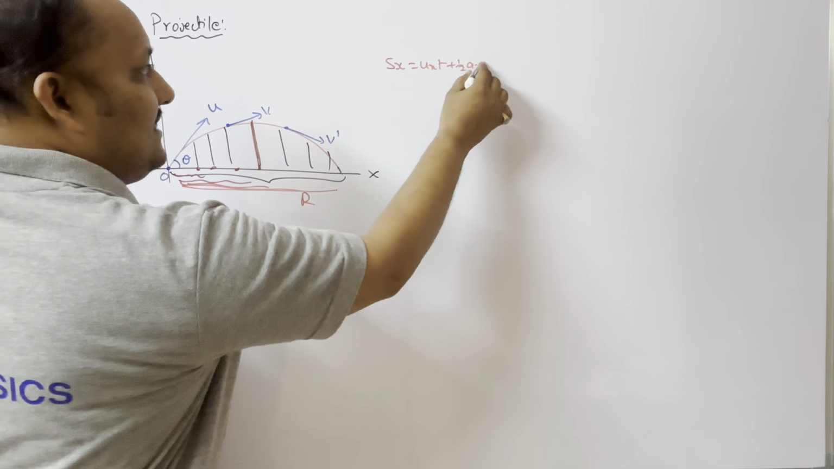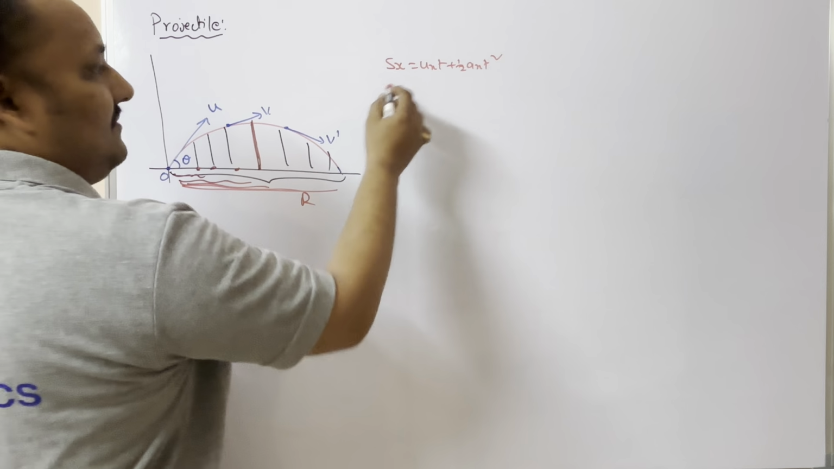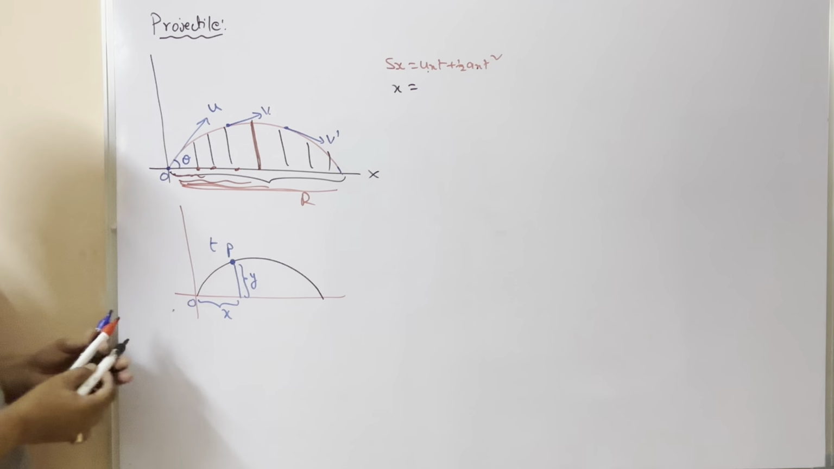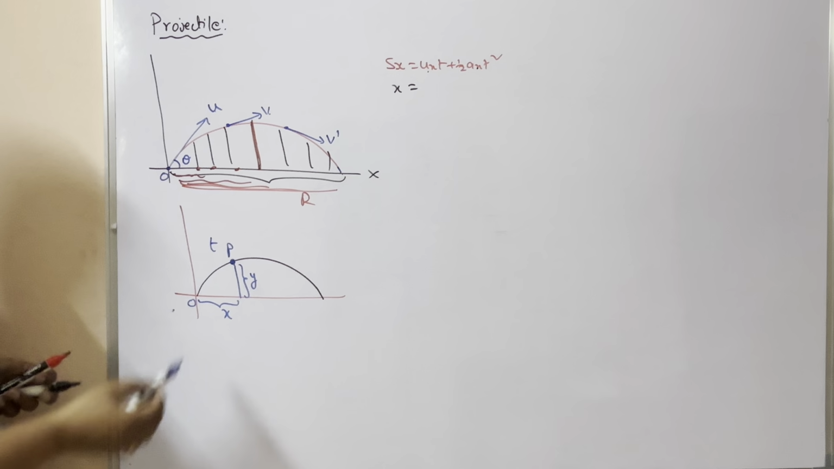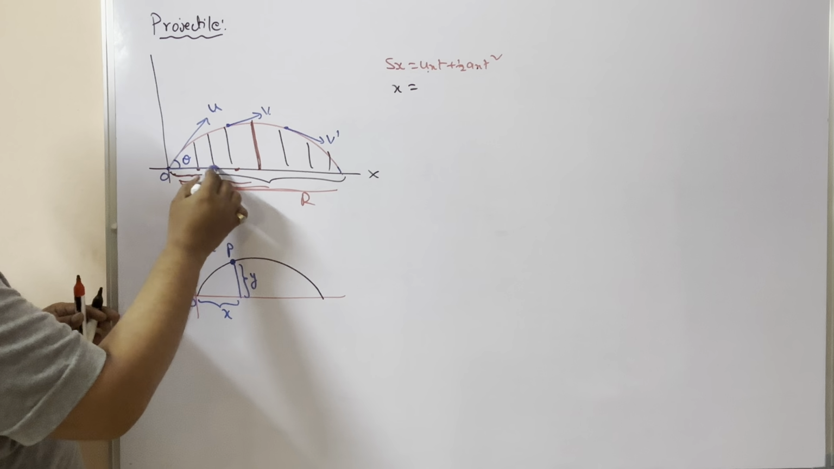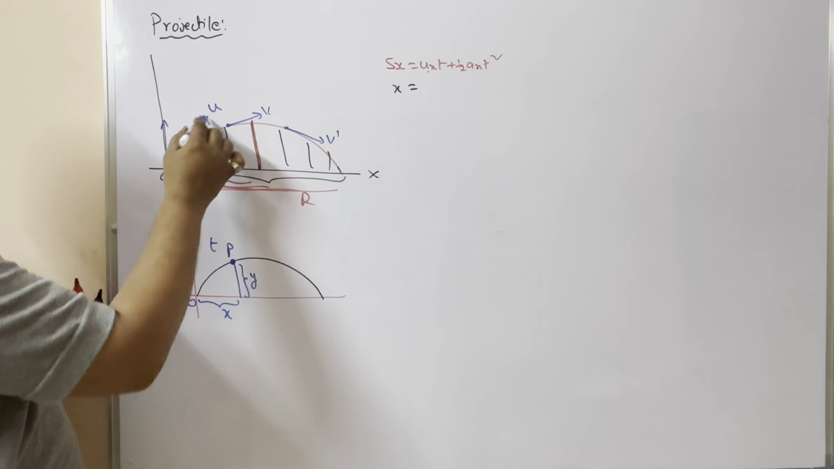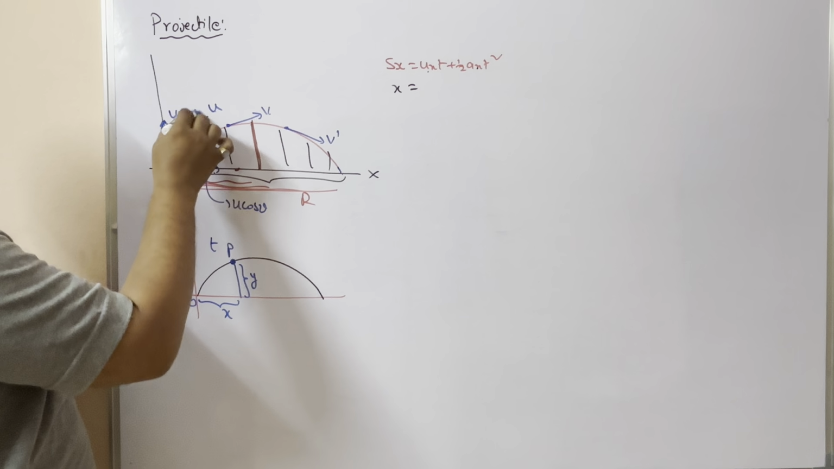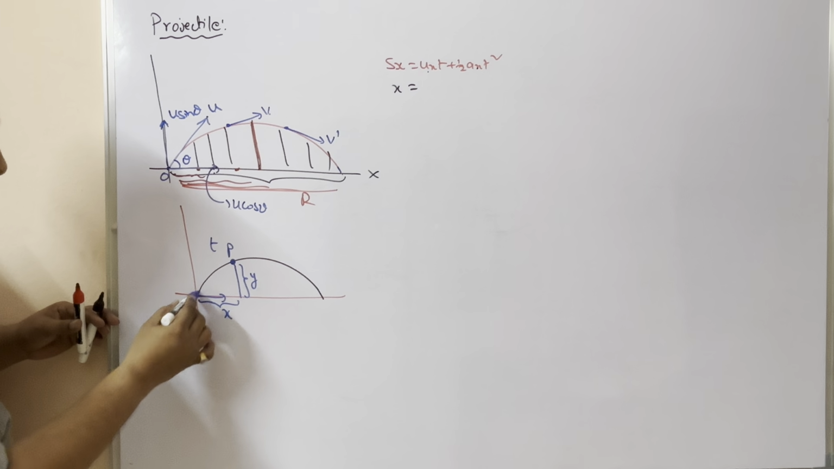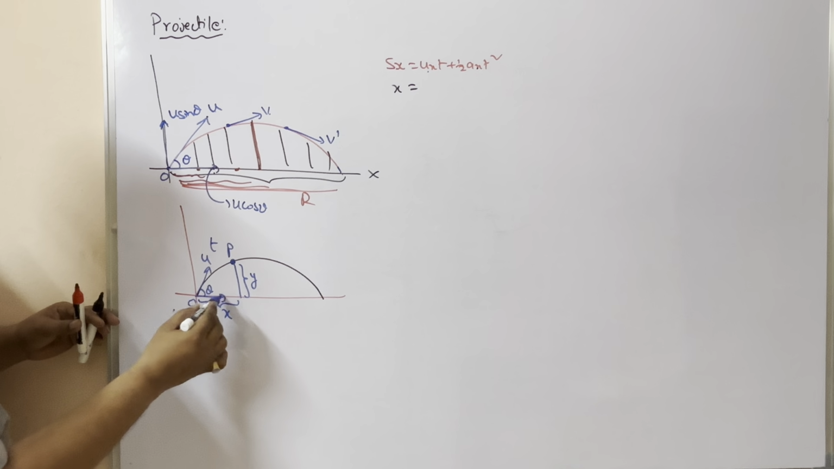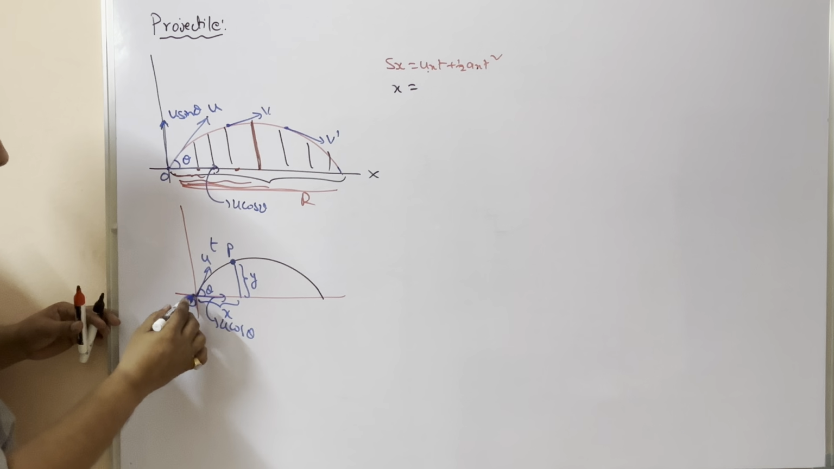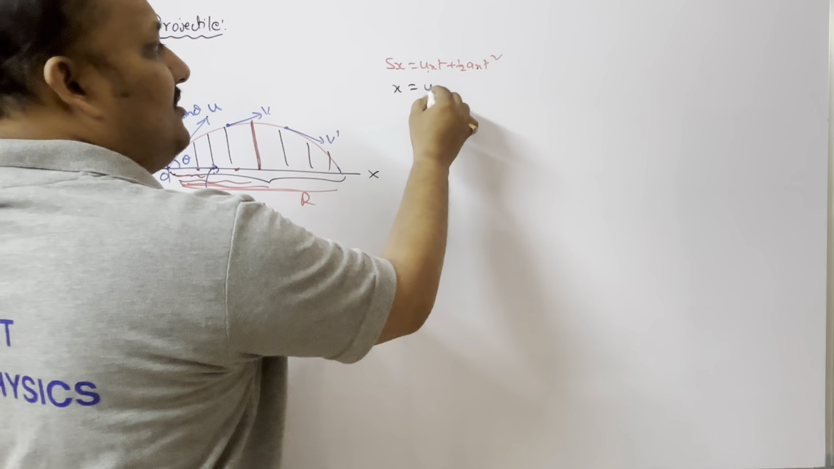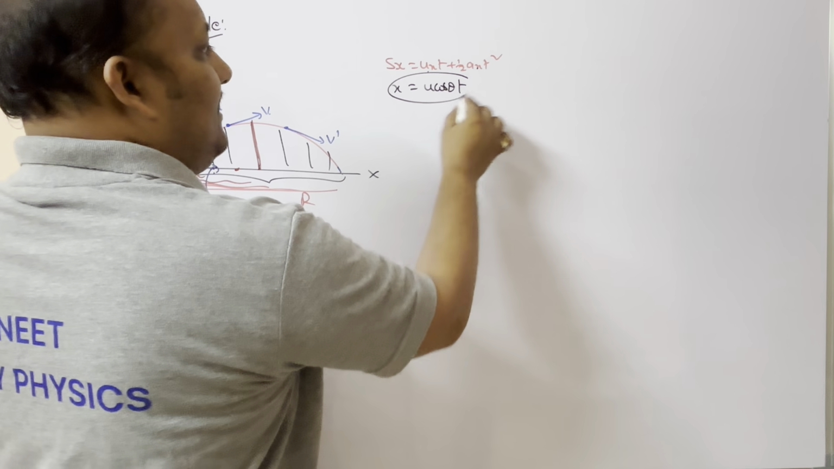Sx equal to uxt plus half axt square. Now, Sx is going to be x. Now, what is ux? What is ax? So, if you have taken the initial velocity like this, what is the horizontal velocity? What is the vertical velocity? Resolution of this into two components: this is u cos theta, and this is u sin theta. Therefore, horizontal velocity, if it is making theta angle, is u cos theta. Vertical velocity is u sin theta. This is going to be u cos theta t.